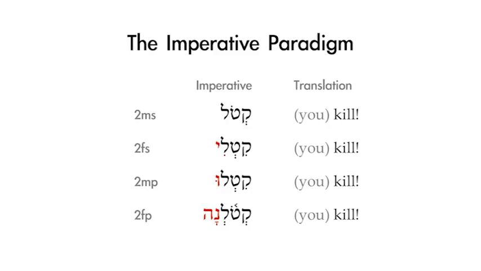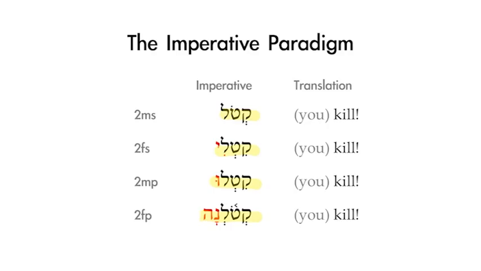On your screen now, you will see the Qal imperative strong verb paradigm. Note there are only 4 forms: the second masculine singular, the second feminine singular, the second masculine plural, the second feminine plural, all translated the same way: you, parenthetically, kill. In English, you don't need to use the 2ms personal pronoun in each instance. Let's rehearse this paradigm together. Qtol, qitli, qitlu, qtolna. Once again, qtol, qitli, qitlu, qtolna.